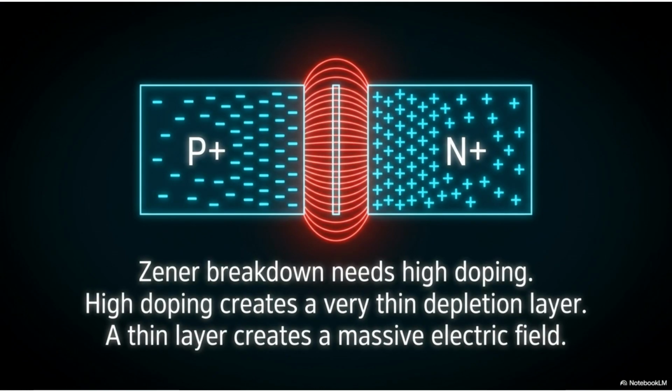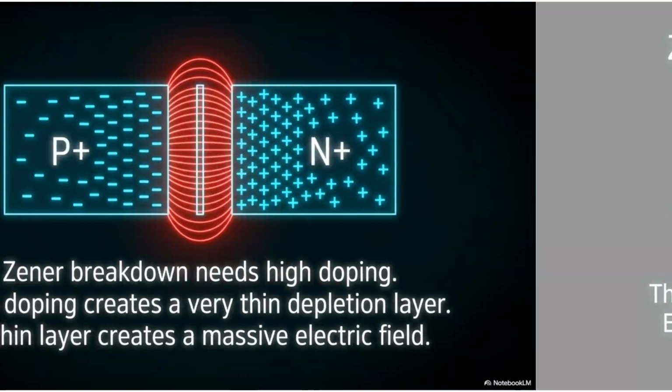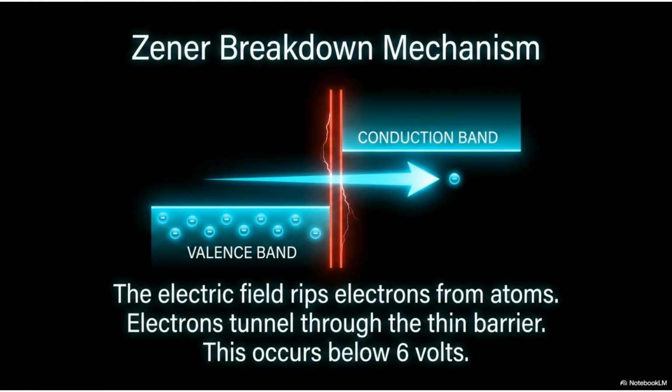The Zener effect occurs in heavily doped semiconductors. This high level of doping results in an extremely thin depletion layer, which in turn creates a very intense electric field. Under these conditions, the strong electric field is enough to rip electrons directly from their atoms. These electrons then tunnel through the thin barrier. This mechanism typically occurs below 6 volts.